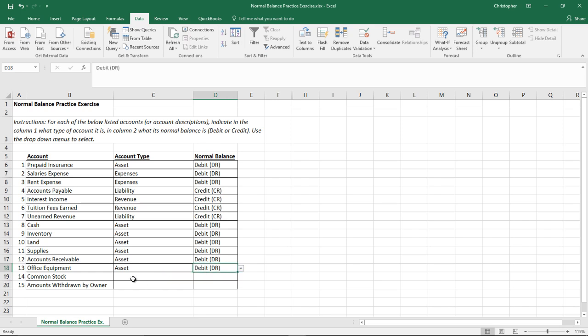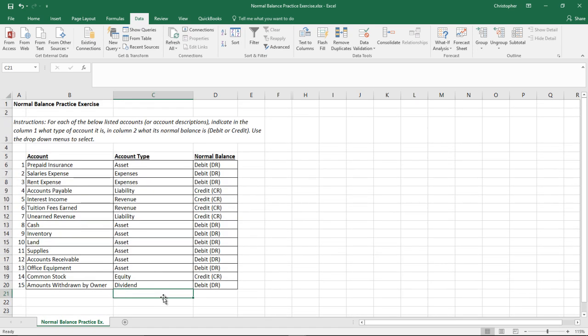And then we get to common stock. Common stock was one of our capital accounts. So that would be an equity type account. And it has a normal credit balance. And then finally, the amounts withdrawn by owners. These are dividends. This is just a description of what a dividend is. Dividend, that is the last D in the DEAD mnemonic, so it has a normal debit balance.